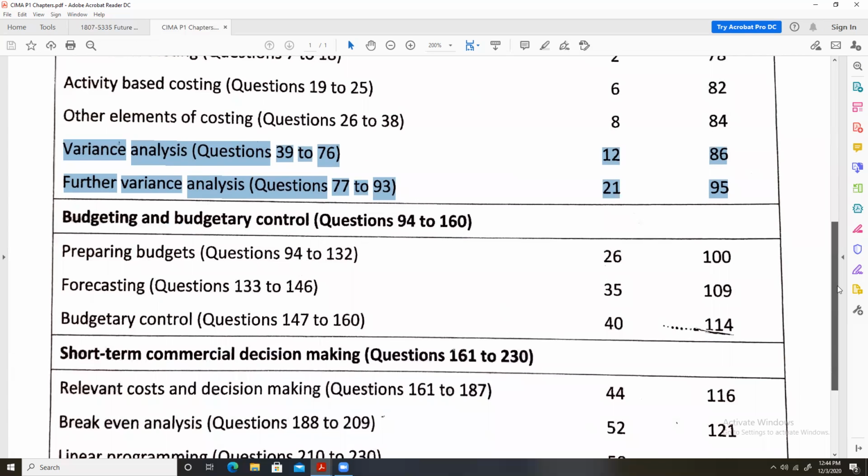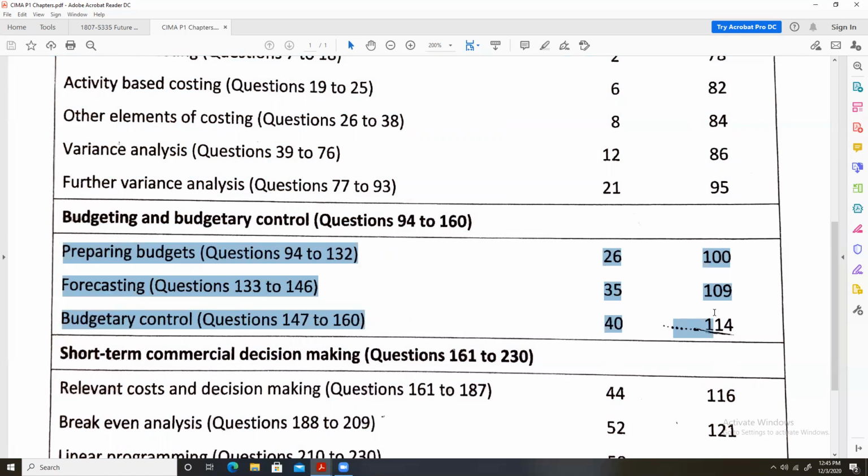Now, moving forward, as far as budgeting and budgetary control is concerned, this particular area, as I said, this paper is not just a computational paper, but it requires you to have a good understanding of the theoretical aspects also. So this particular area has a lot of theory involved. You need to understand many points that are written in your study text. So do make sure that you read your study text for topics like these.